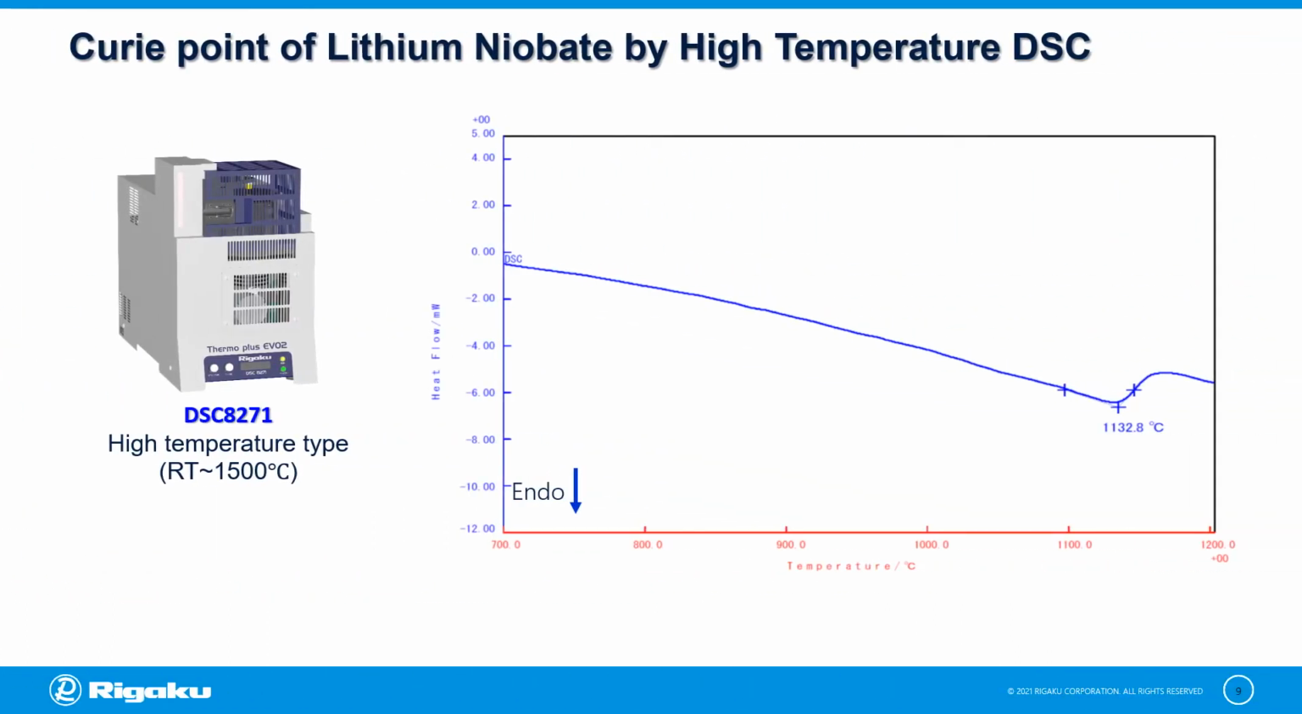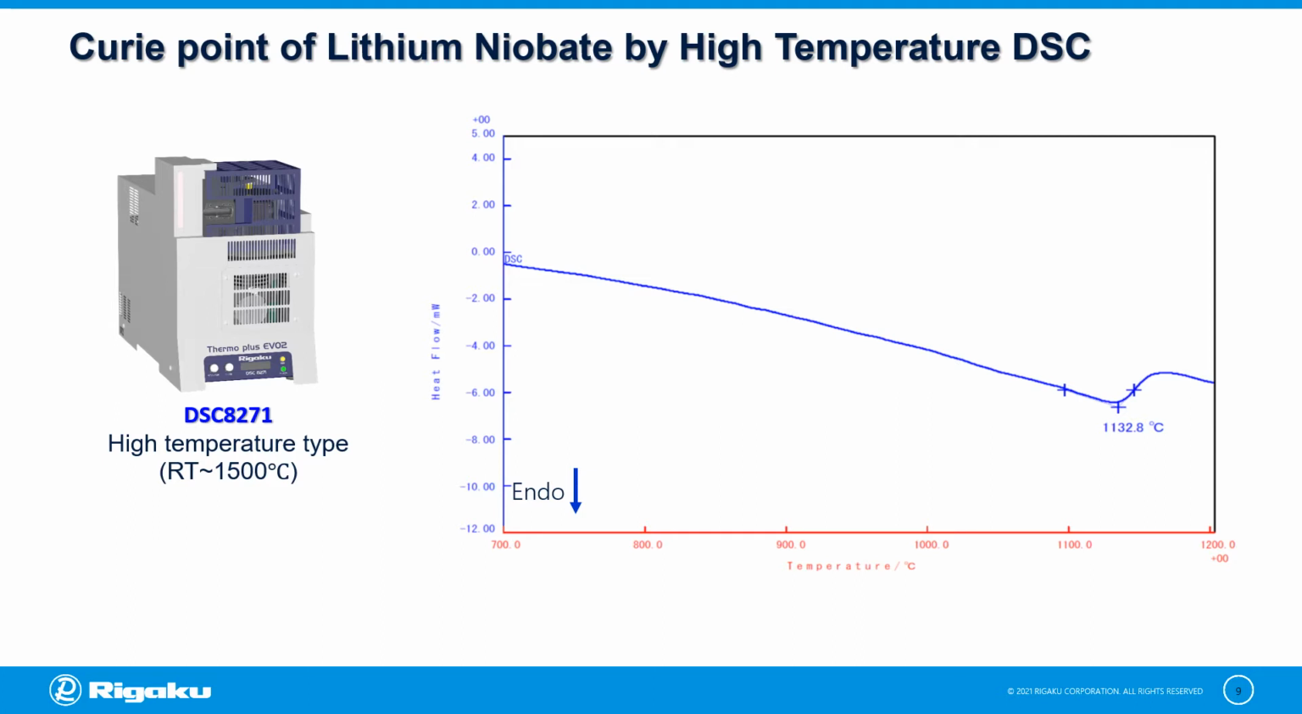DSC is also used in the evaluation of Curie temperature, which is an important parameter for the design of ferroelectric devices. Curie temperature is a second-order phase transition in which a material in a ferroelectric state changes into a paraelectric state. Here is a measurement result using high-temperature DSC of a 50 mg lithium niobate.